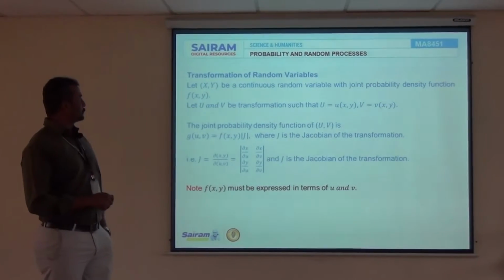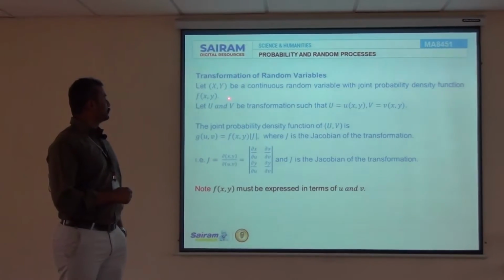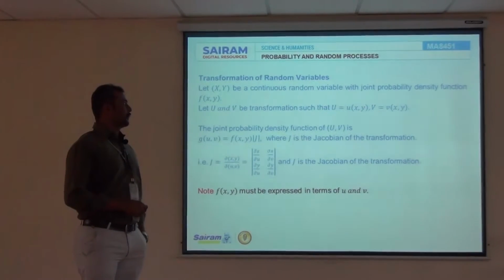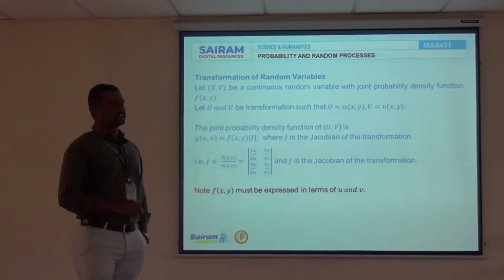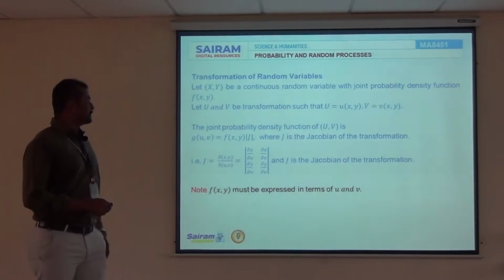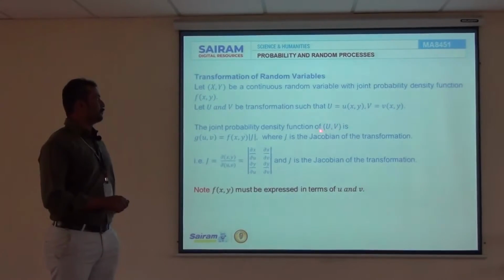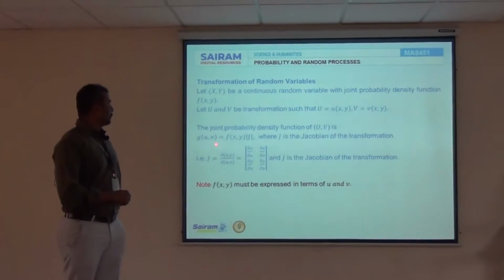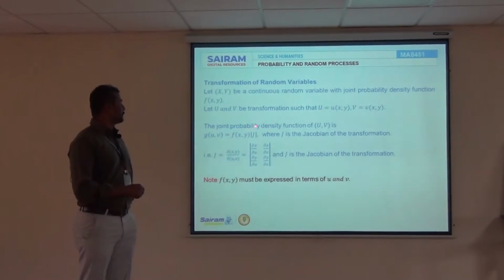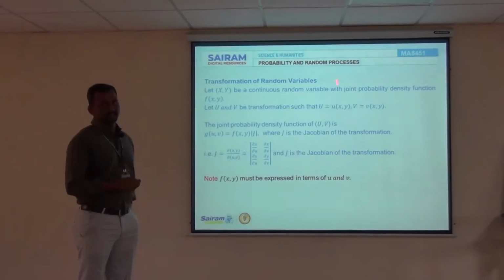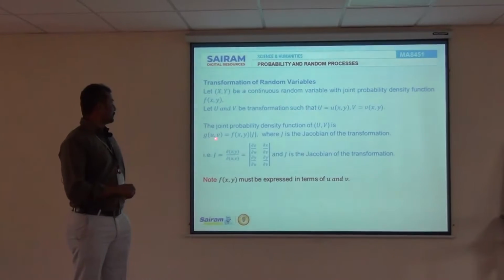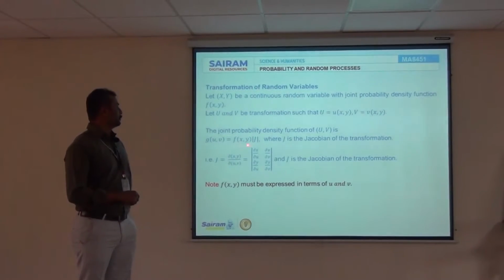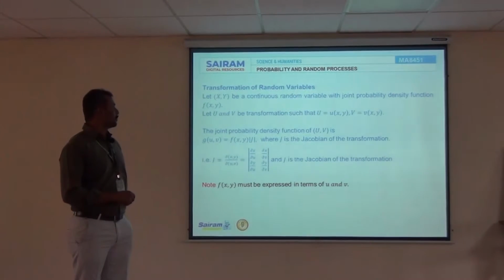Now I am going to transform this x comma y to the variables u and v. So u will be some function of x and y, and v will be some function of x and y. We need to find the joint probability density function of u and v, which will be some function of u and v. Here we have a formula to find it: g of u comma v equals f of x comma y into the Jacobian, that is mod J.